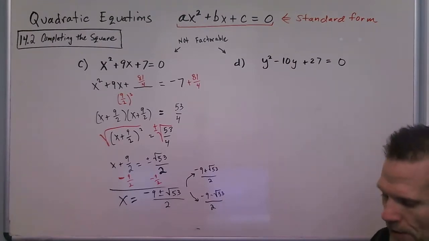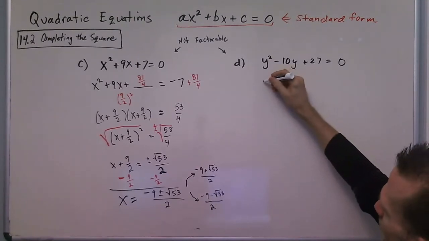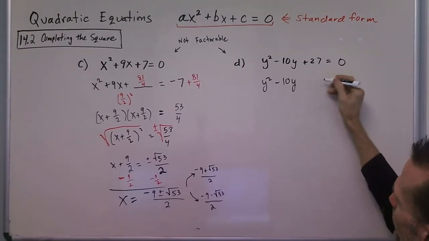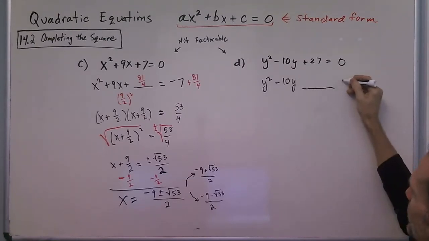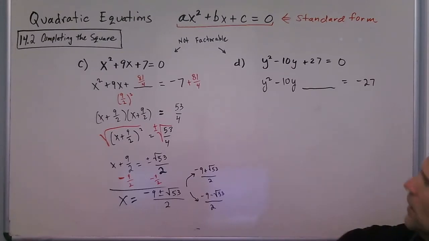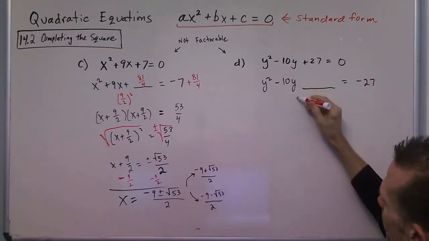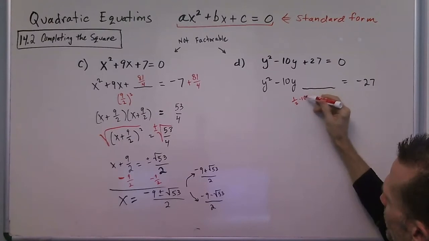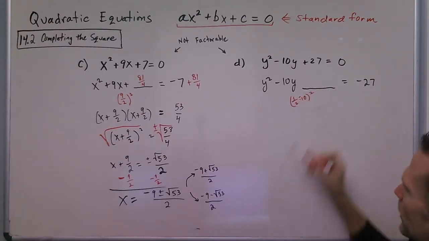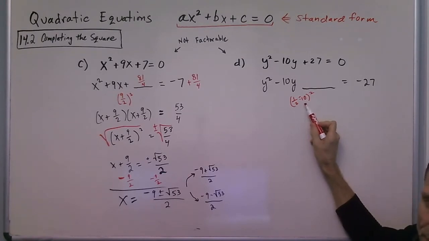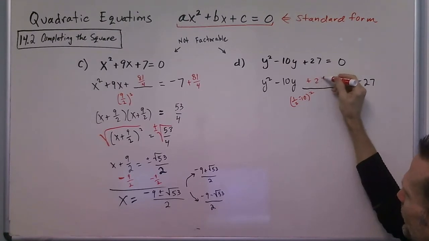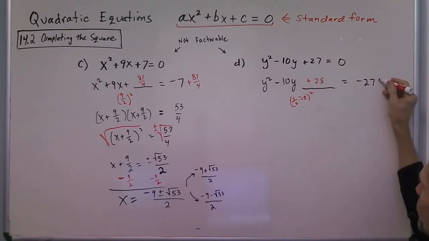Okay. So taking a look at this one, we have copy down the a term, the b term, leave a space, move the c term over by subtracting 27. Going to take half of -10, but you're going to see that's not going to really matter because we squared. Half of -10 is -5, but -5 squared is 25. Okay, so add 25 over here.